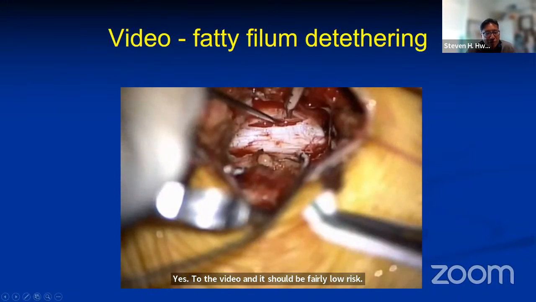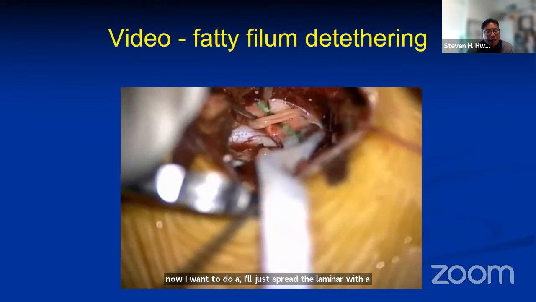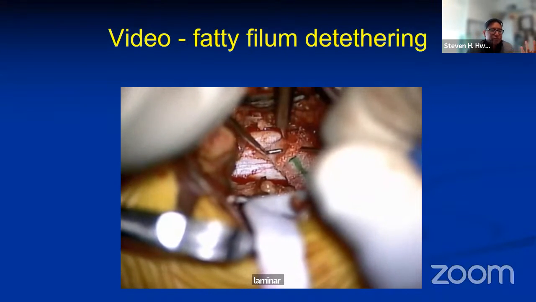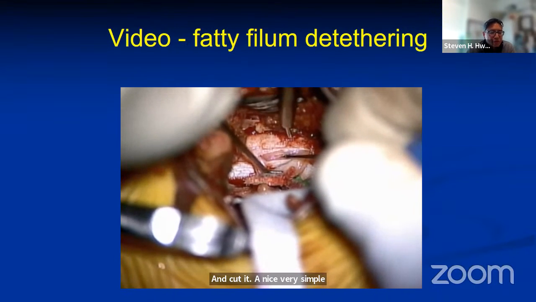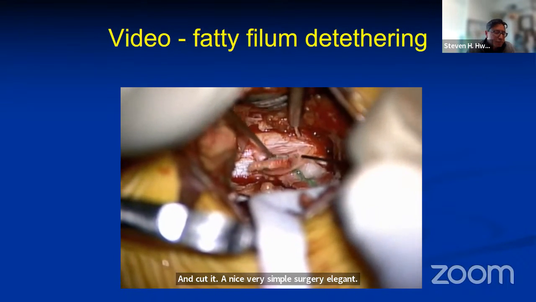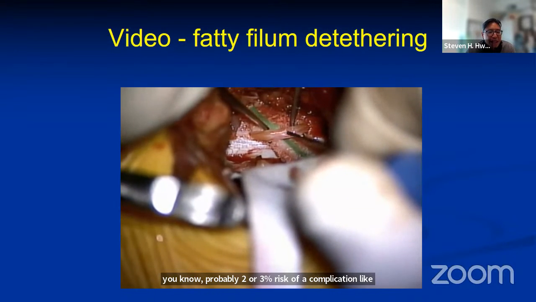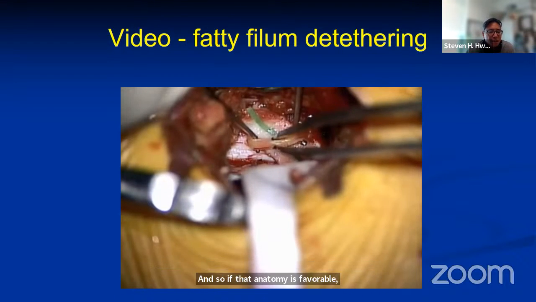So often now I won't even do a laminectomy. I'll just spread the lamina with a lamina spreader. You don't need a scope, little dural opening, raise the filum, stimulate it, and cut it. It's a nice, very simple surgery, elegant. Overall, probably 2 or 3% risk of a complication like CSF leak or wound issue. And so if that anatomy is favorable, I think it's a great option.